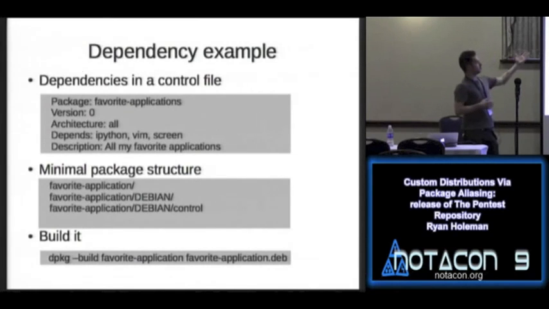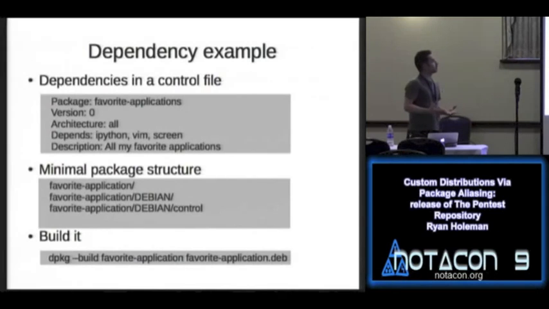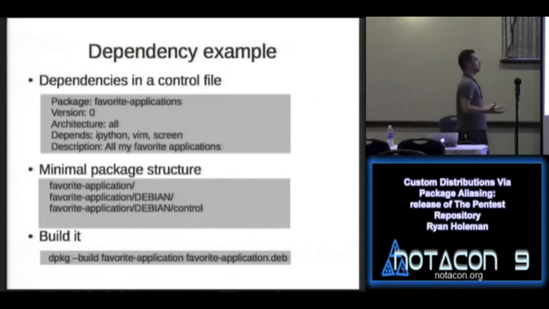For our control file, open up your editor, Vim, whatever, and create your package. We named it favorite packages here, version number 0, architecture all, and dependencies. I am actually listing multiple dependencies here. I'm saying IPython, Vim, and Screen, and I'm saying these are my favorite applications just because I use them all the time. And then we're going to create a directory structure in order to put this control file in, right?